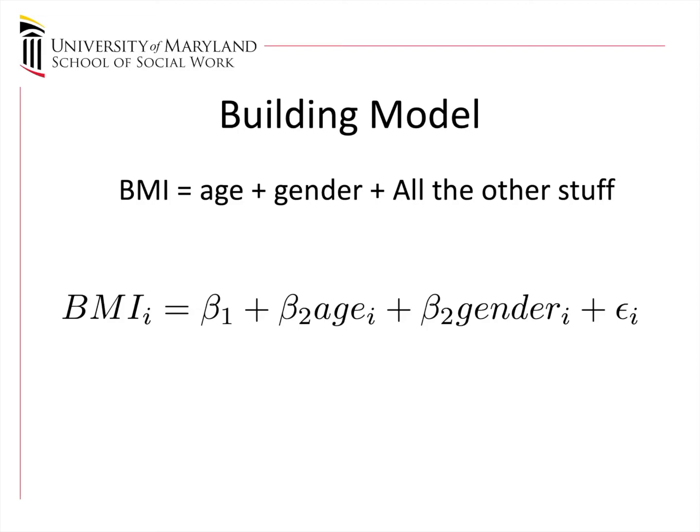BMI is a function of age, gender, and then all the other stuff. And all the other stuff are the genetics, calories, all of that other stuff. So we're only capturing a tiny bit of what produces BMI here because we've got age and gender.